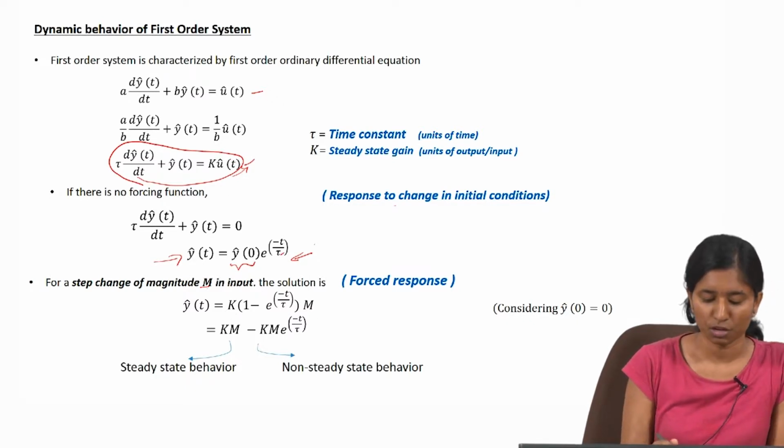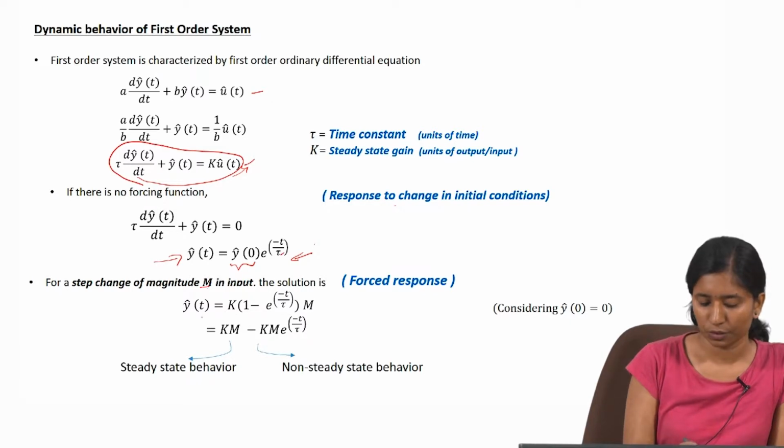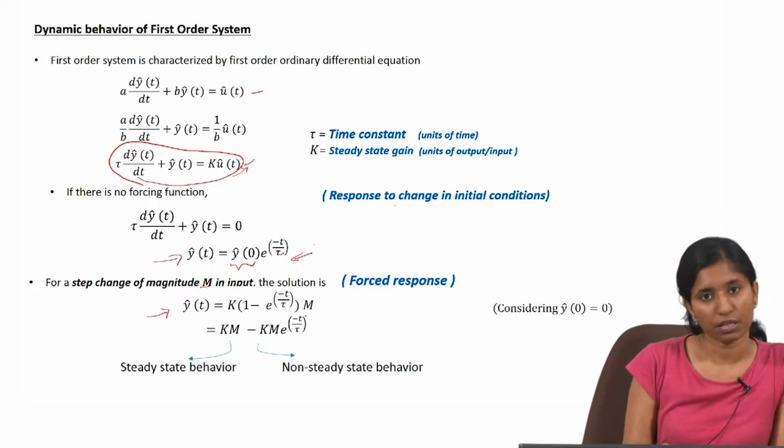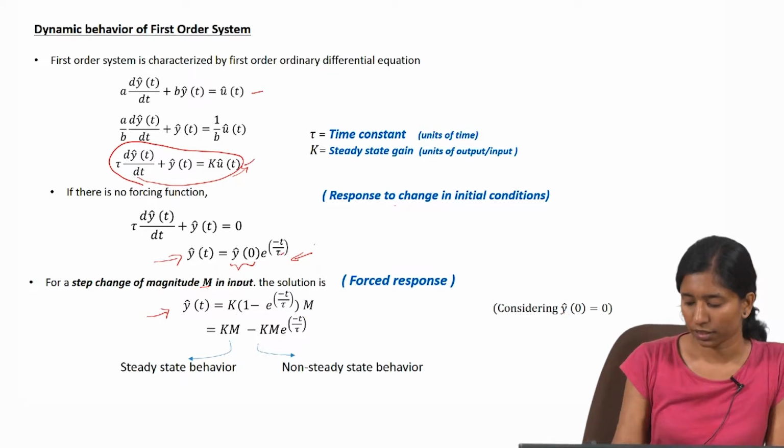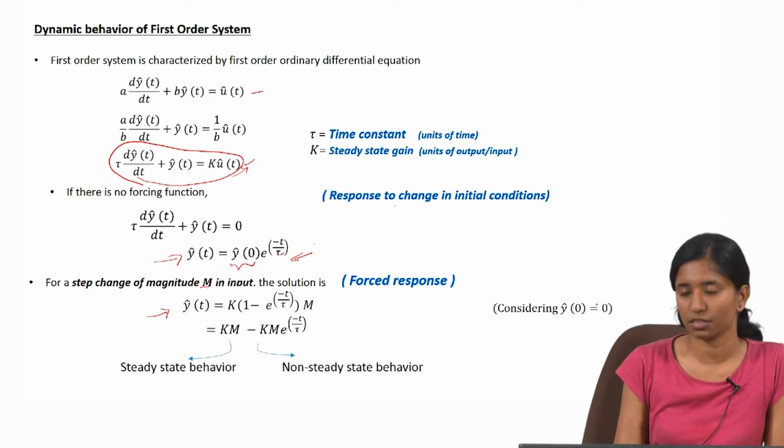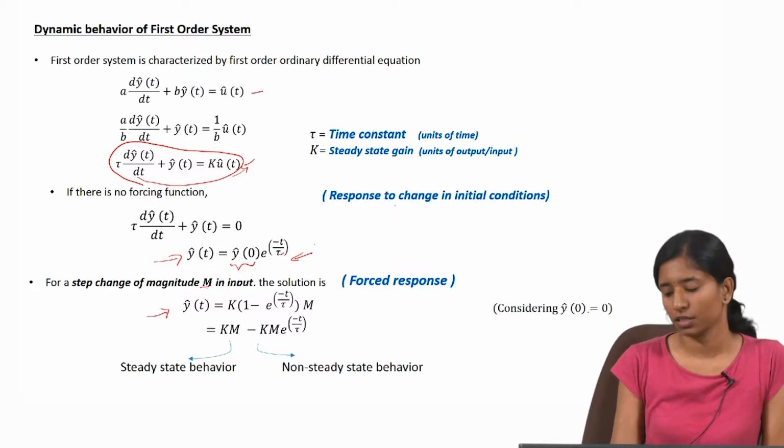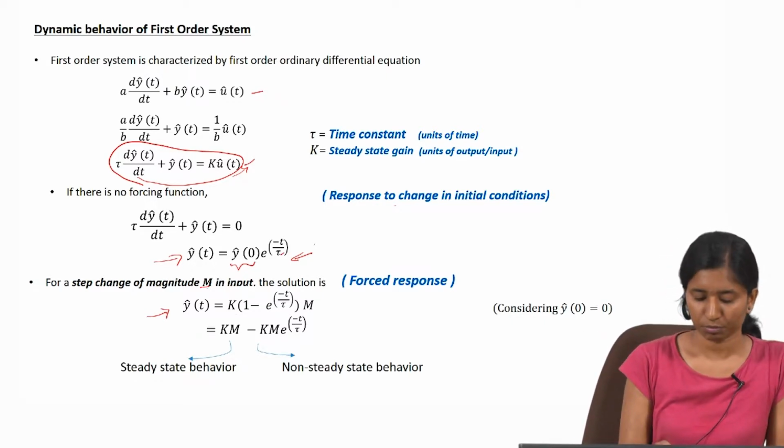you can do the integration and find the solution. So, when you do that, the solution that you will get is y hat of t equal to k times m times 1 minus e raised to minus t by tau m. This was arrived at by considering that the initial condition is 0, since we have defined the variables to be in the deviation variable form. So, the initial condition is 0.